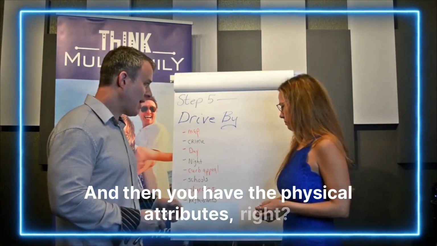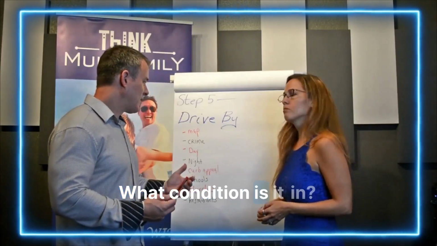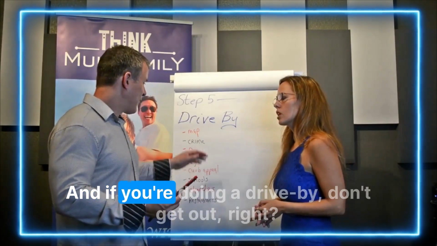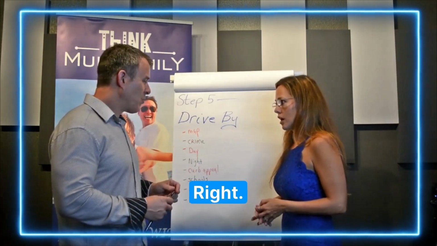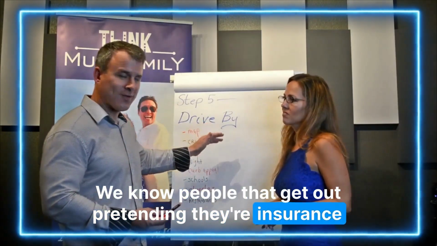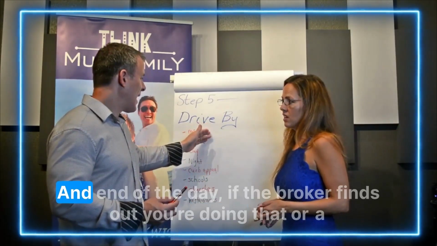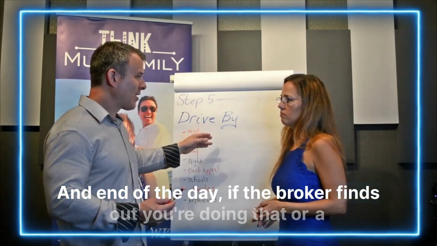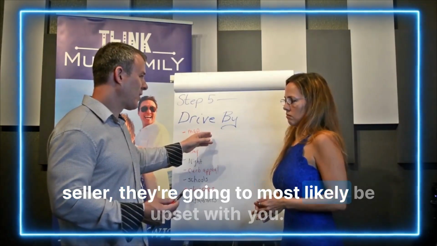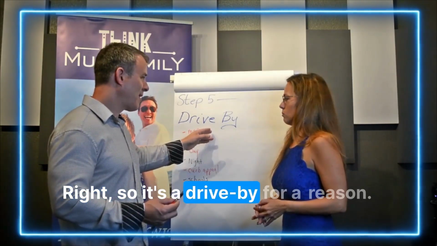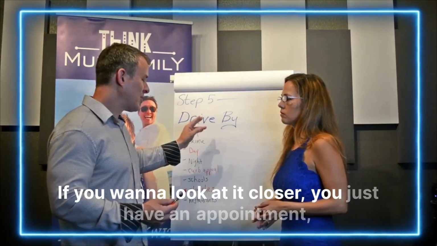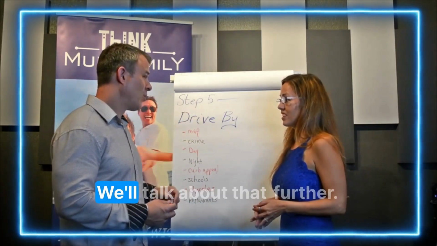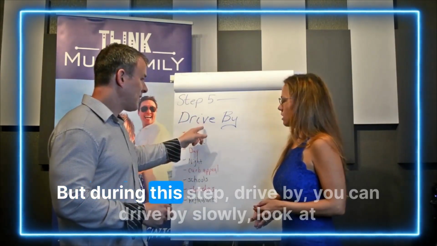And then you have the physical attributes, right? You do. What condition is it? And if you're doing a drive-by, don't get out. Right? We know people that get out, pretend like they're insurance salesmen, or whatever it might be, right? Yeah. And at the end of the day, if the broker finds out you're doing that, or a seller, they're most likely going to be upset with you, right? So it's a drive-by for a reason. If you want to look at it closer, you just set up an appointment, which would be step 6. Yeah. We'll talk about that further. But during this step, drive by.